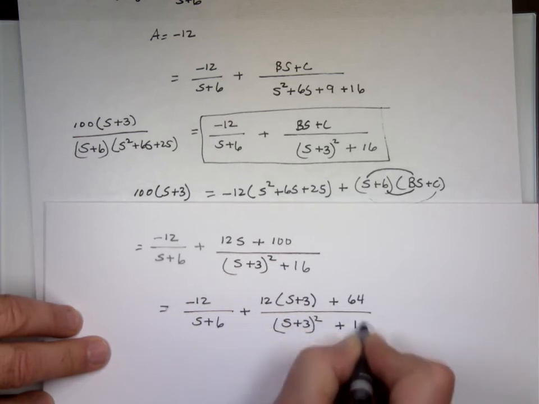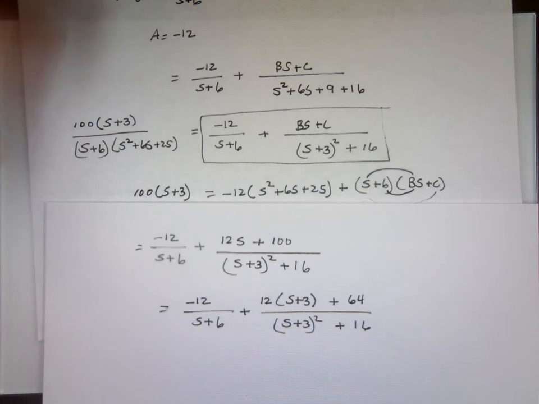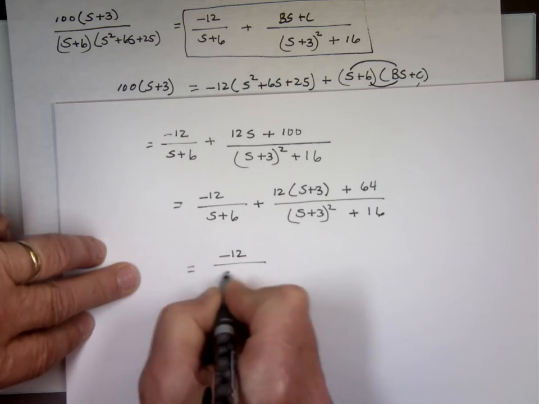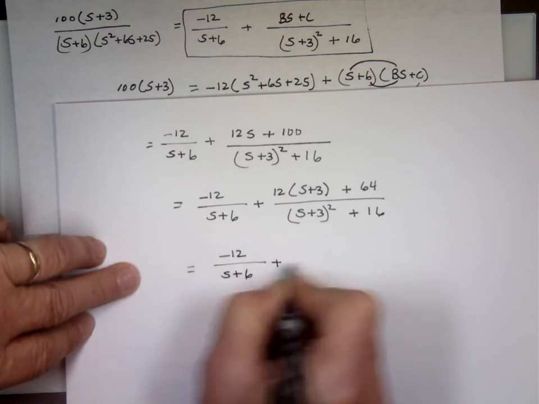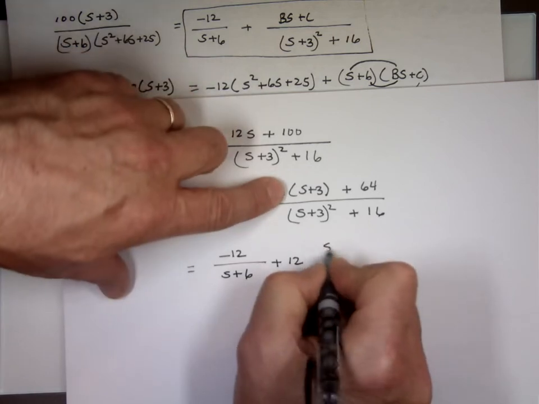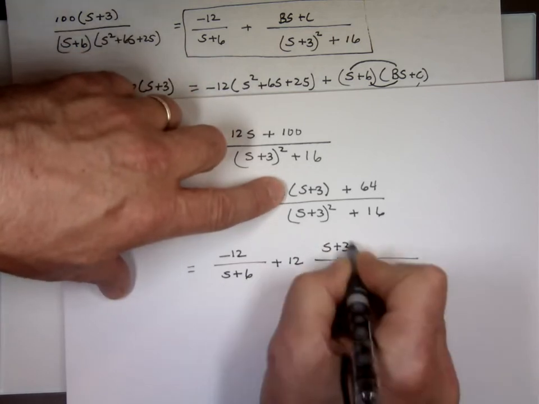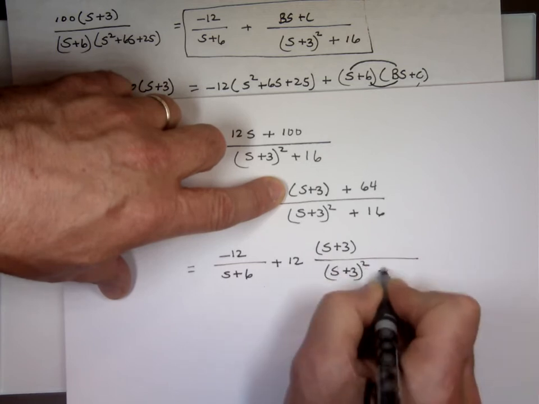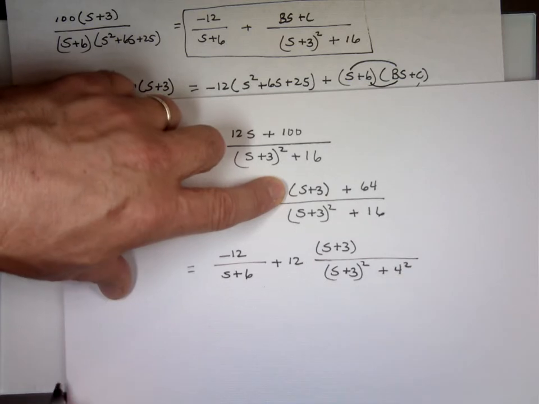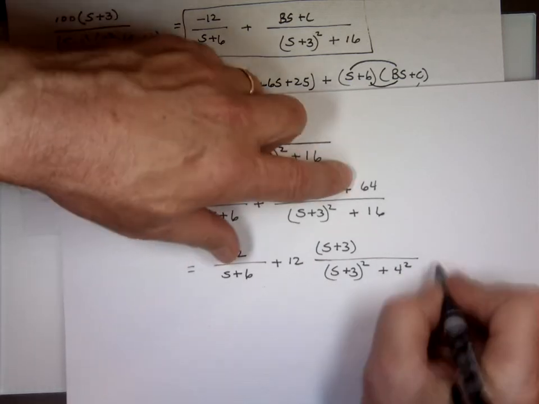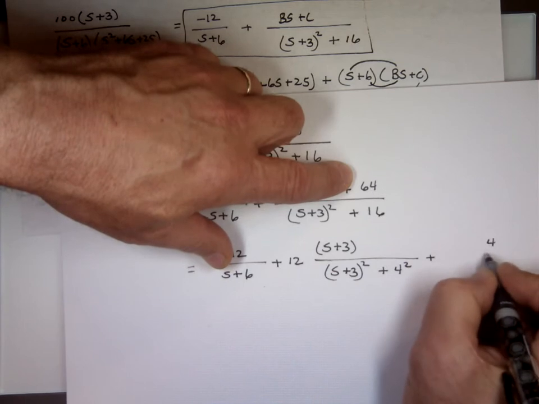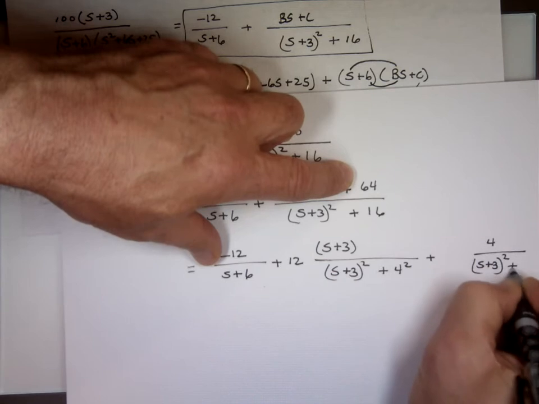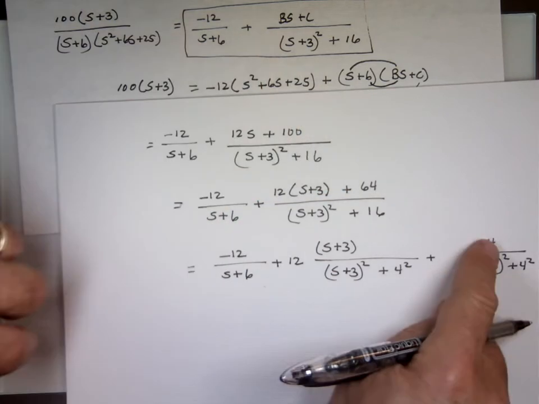Now you can split it, and you go, this is negative 12 over s plus 6. Maybe I'll factor the 12 out of this one: s plus 3 over s plus 3 squared plus 4 squared. That's what 16 is. The next one, I want to make sure I have a 4 on the top. So if you want to have a 4 on the top, 4 times what is 64? Is it 16?